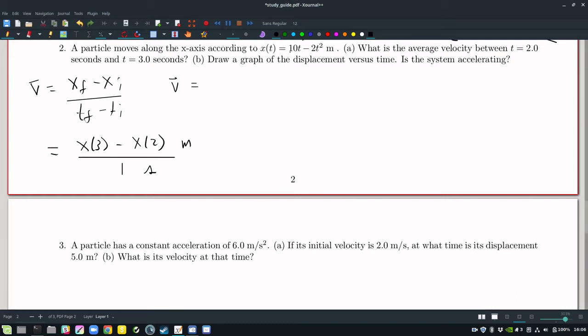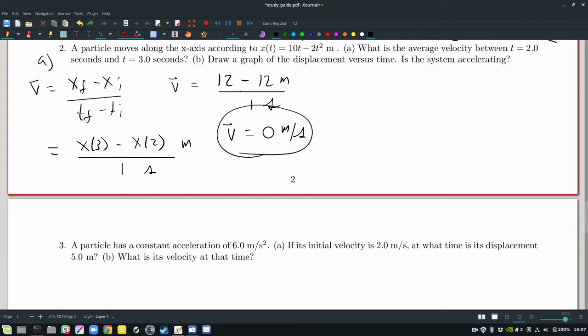So x of 3, well, that's 10 times 3, we're up to 30, minus 2 times 3 squared. Now 3 squared is 9, so 2 times that is 18. So 30 minus 18 is 12 meters. What is the value of x at t equals 2? Well, 10 times 2 is 20, minus 8 is also 12 meters divided by 1 second. And so the actual average velocity is 0 meters per second. So that's the average velocity between t equals 2 and t equals 3 seconds.